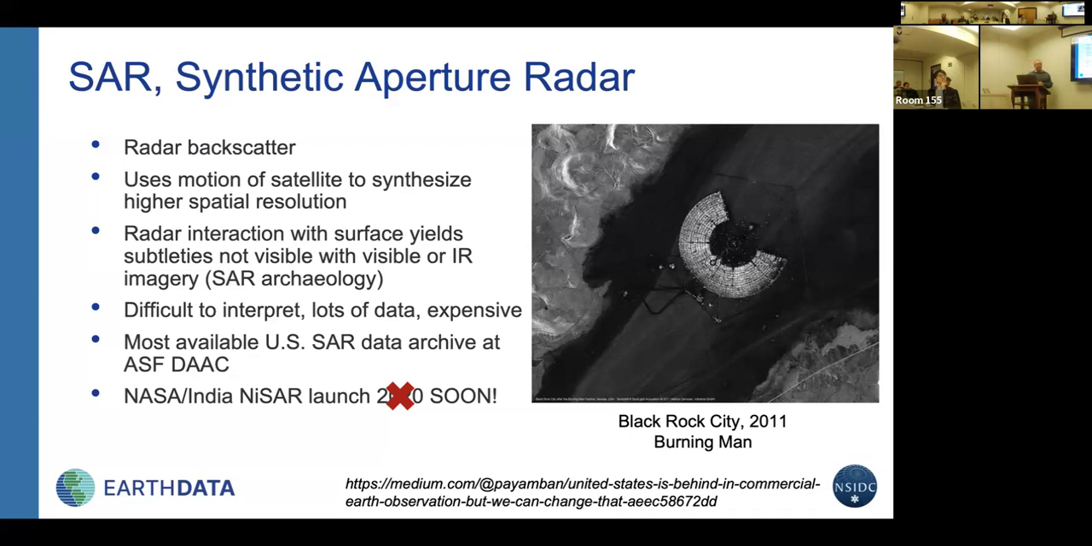NISAR, the NASA-Indian SAR, is the next big SAR sensor. I did this originally, I think, back in 2018, and the launch was coming in 2020.